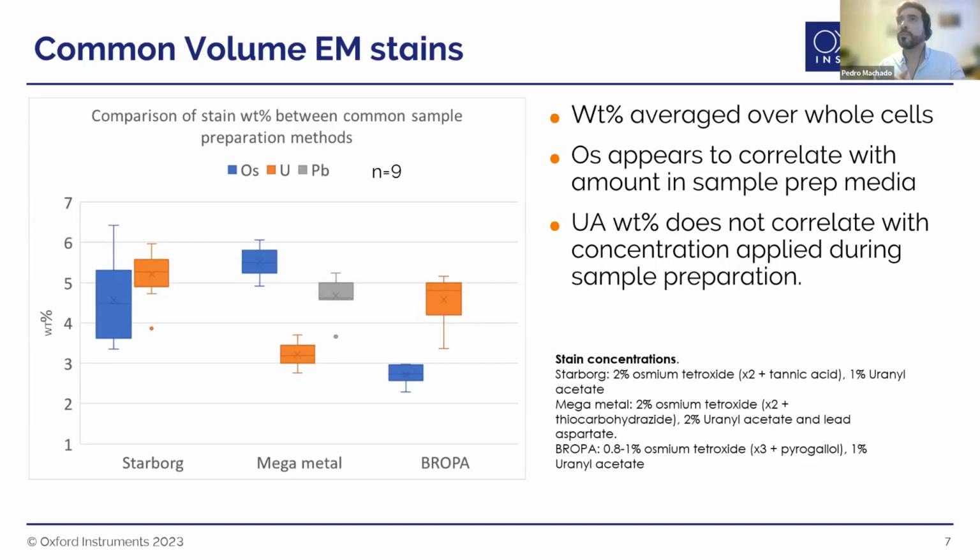In contrast, UA seems to not correlate at all with the concentration applied during the prep, and there might even be a negative correlation here because, for example, in the Megametal, where we have 2% UA, we find a very low weight percentage of UA in the final sample. This is kind of puzzling, because if the concentration being used doesn't really correlate directly with the contrast that we get in the sample, there still seem to be ways to optimize these protocols.